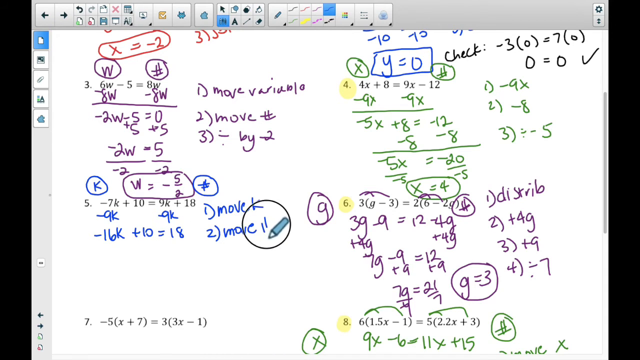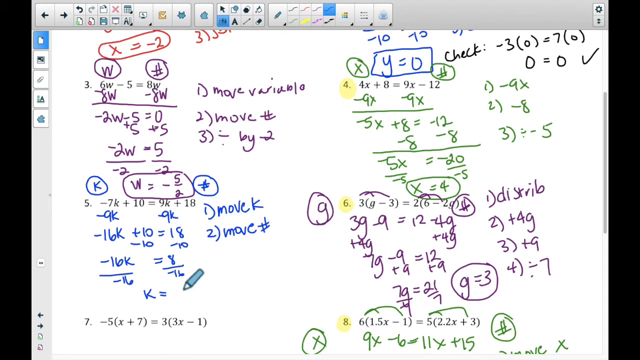Step 2 is to move the number. Okay, we have the 10. 10's on the wrong side. Numbers are supposed to be on the right. So I'm going to subtract that 10 from both sides. So I subtract this, I get 18 minus 10 is 8. Now I need to get rid of my negative 16, so I'm going to divide by negative 16.